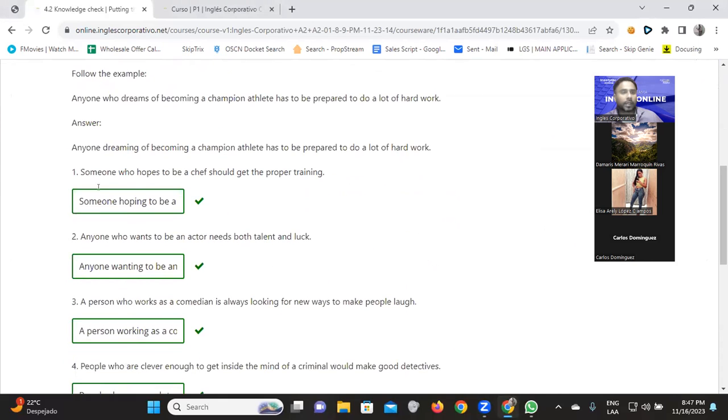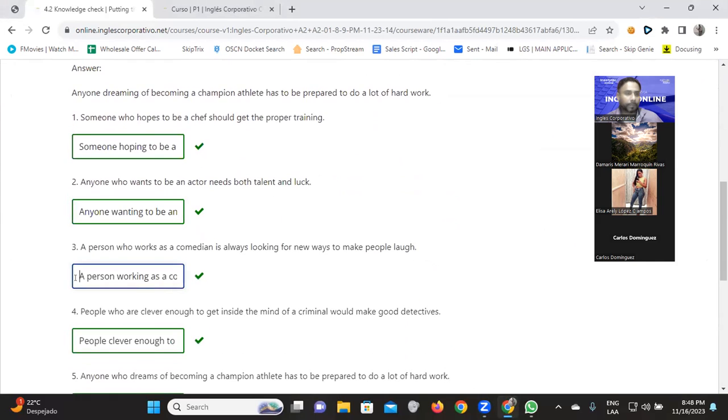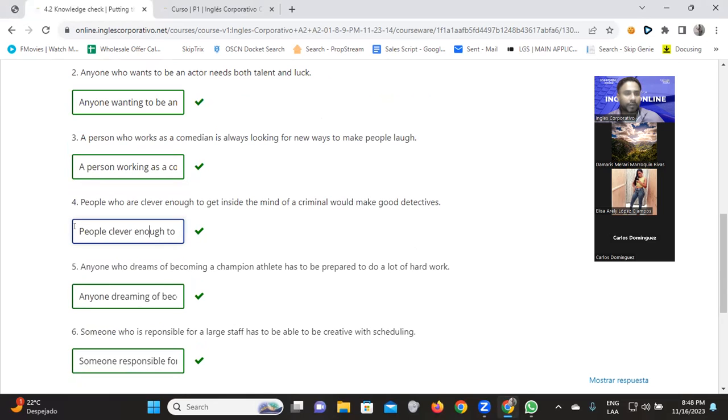One, someone hoping to be a chef should get the proper training. Anyone wanting to be an actor needs both talent and luck. Number 3, a person working as a comedian is always looking for new ways to make people laugh. People clever enough to get inside the mind of a criminal would make good detectives. Anyone dreaming of becoming a champion athlete has to be prepared to do a lot of hard work.